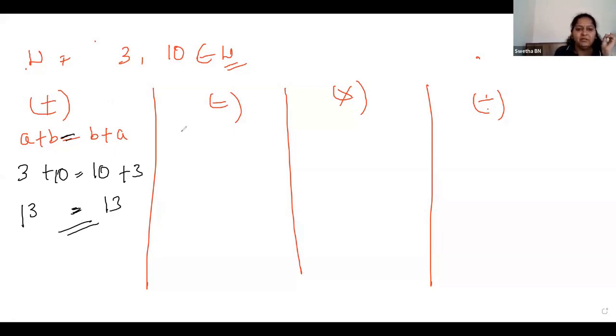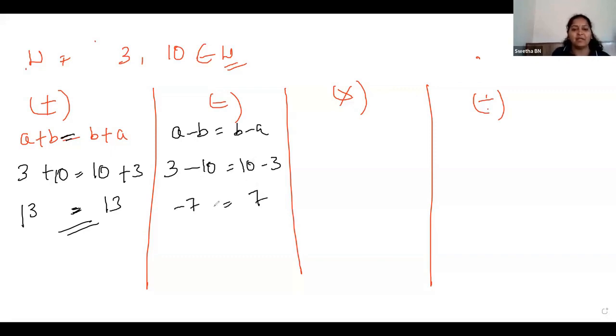Now come to subtraction. That is A - B = B - A. Let us check whether we get the same answer or not. Okay. So take the same numbers. 3 - 10 = 10 - 3. So write the left hand side on the left and the right hand side answer on the right. What is 3 - 10? It is -7. What is 10 - 3? It is 7. Are both the numbers same? No, one is a positive number and another one is a negative number. Artha aita? So it is not satisfying the rule.